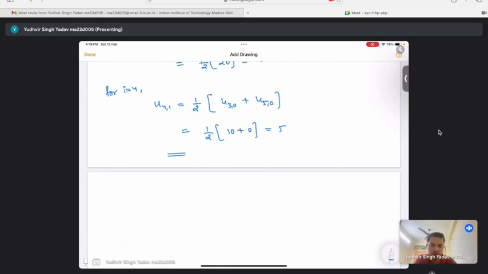So these are the solutions for the first time step with the different nodal points at i from 0 to 5.